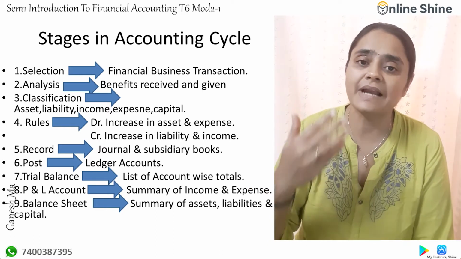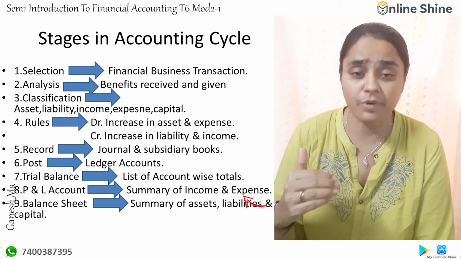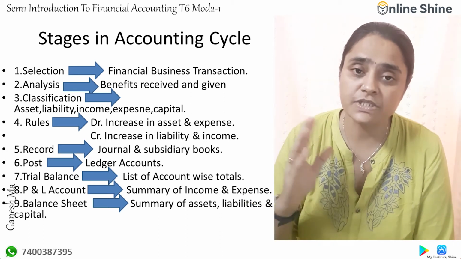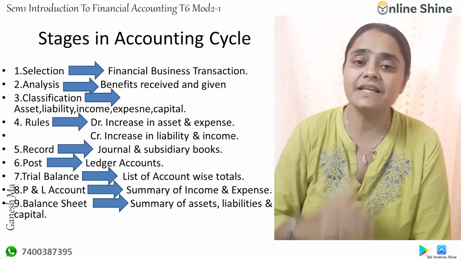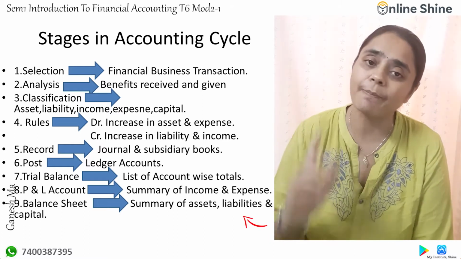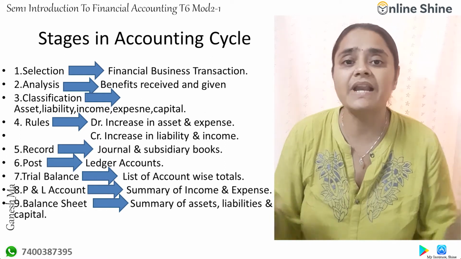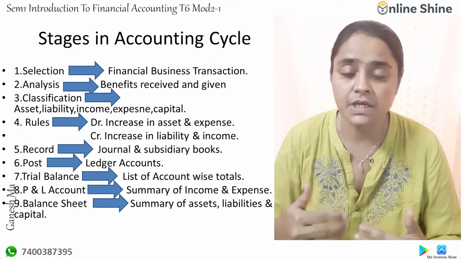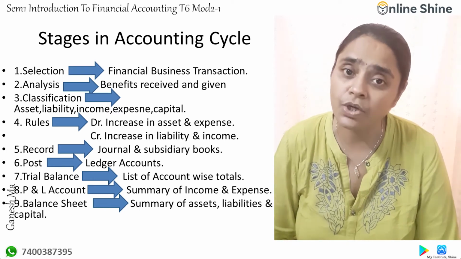Next, from the trial balance you can prepare the profit and loss account, from which you come to know what is the profit or the loss, what is the income and what are the expenses. And at the last stage, the 9th stage, is your balance sheet, which shows the financial position of your business, the assets and liabilities of a business. So these are the 9 stages in your accounting cycle.